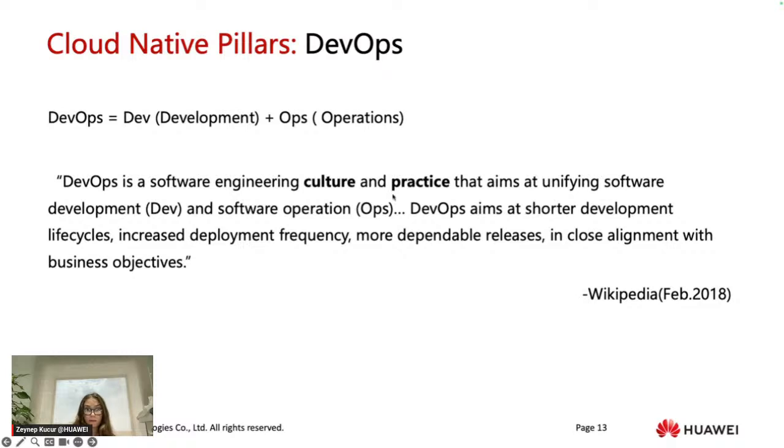DevOps is a culture and practice that aims at unifying software development and software operation. DevOps aims at shorter development life cycles, increased deployment frequency, more dependable releases, in close alignment with business objectives. So DevOps is a really important part of cloud native technology because it brings together traditionally separate teams.